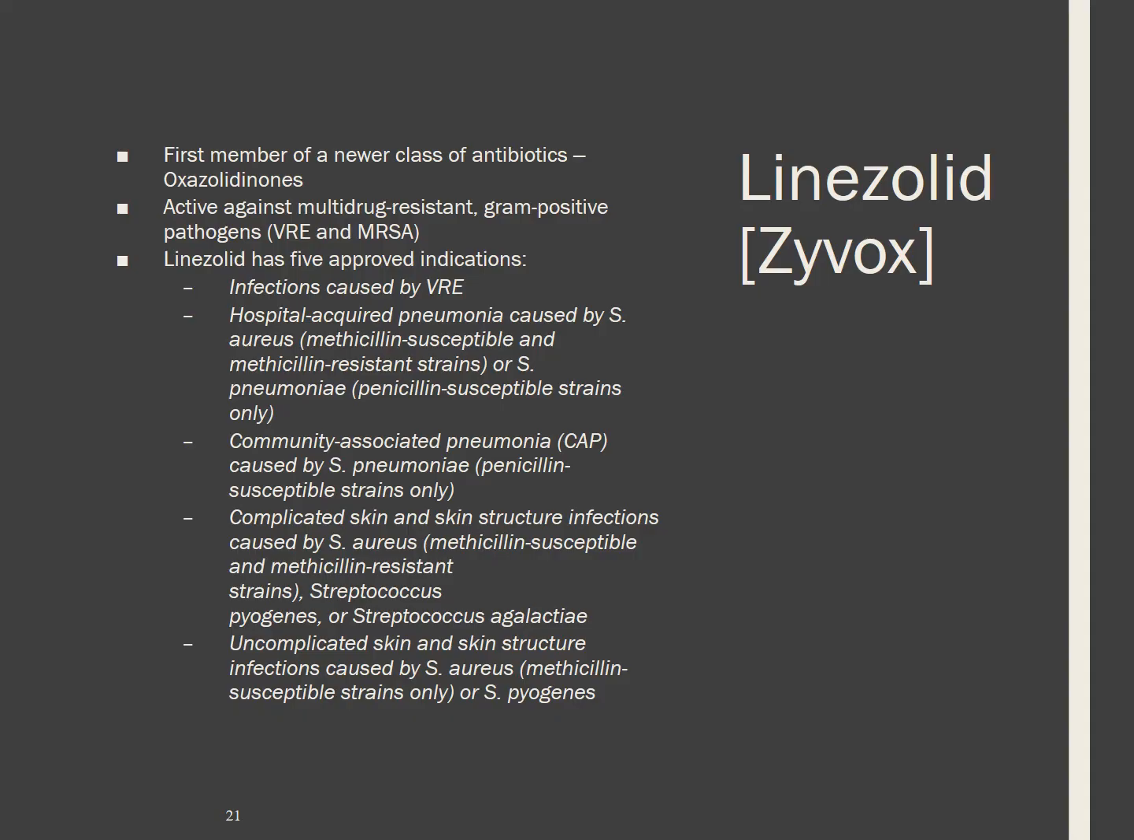Now we're going to talk about linezolid, which is the first member of a newer class of antibiotics. It's very important because it's active against multi-drug resistant gram-positive pathogens, including VRE and MRSA. Linezolid is a bacteriostatic inhibitor of protein synthesis and has 5 approved indications listed on this slide. It's generally very well tolerated, and the most common side effects include diarrhea, nausea, and headache. Linezolid is available as an oral suspension, and it does have a drug reaction with certain MAOIs.